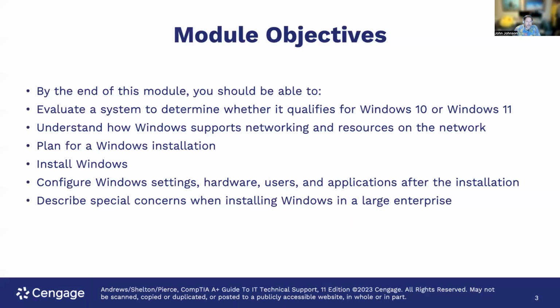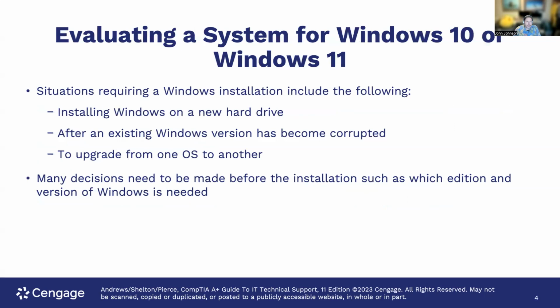So module objectives. By the end of this module, we're going to be able to evaluate a system to determine if it qualifies for Windows 10 or Windows 11. We're going to understand how Windows supports networking and resources on network. We're going to go over planning for a Windows installation. We're going to do the installation of Windows. We're going to talk about configuring Windows settings, the hardware, users, and applications after the installation. And we're going to go over special concerns when installing Windows in a large enterprise.